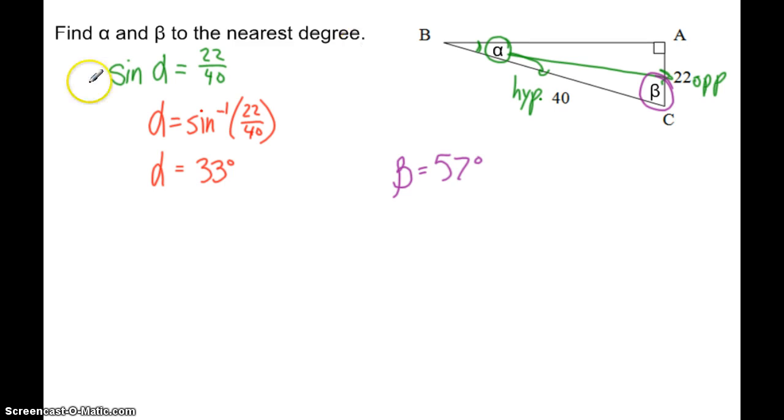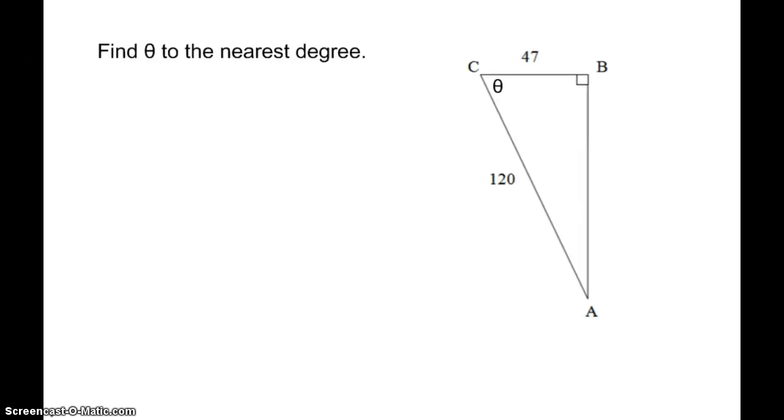And then I have one more example for us, which would be this one here. For this example, I want you to find the value of theta to the nearest degree. Label the sides, pick your trig function, and solve for theta. Do that on your own. I will give you the answer in 5, 4, 3, 2, 1. Theta is approximately 67 degrees.